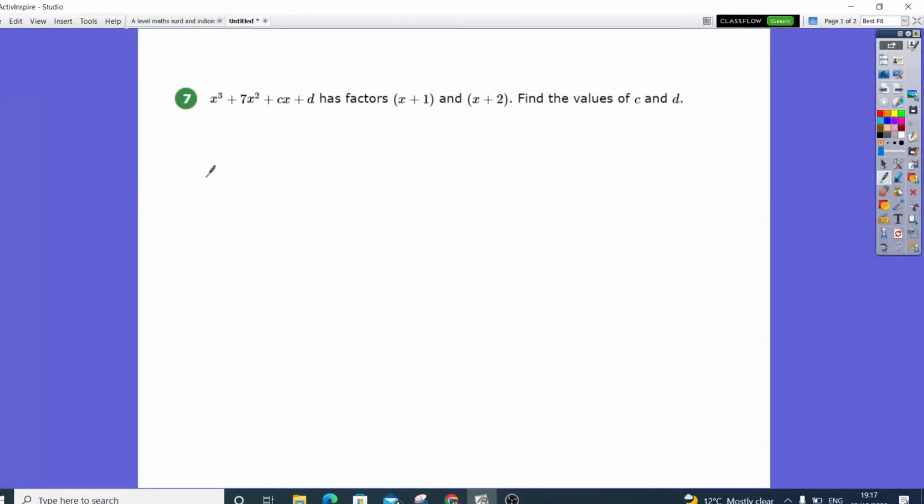One of the students asked me to go through it, so let's do it. It goes: this function has factors x plus 1 and x plus 2. Find the values of c and d.